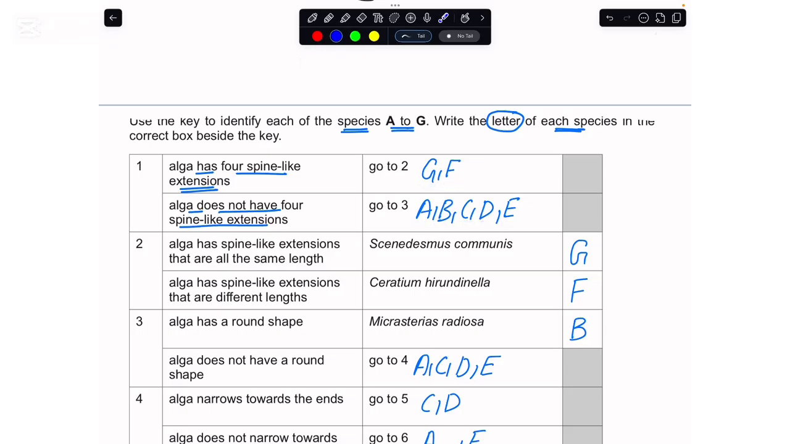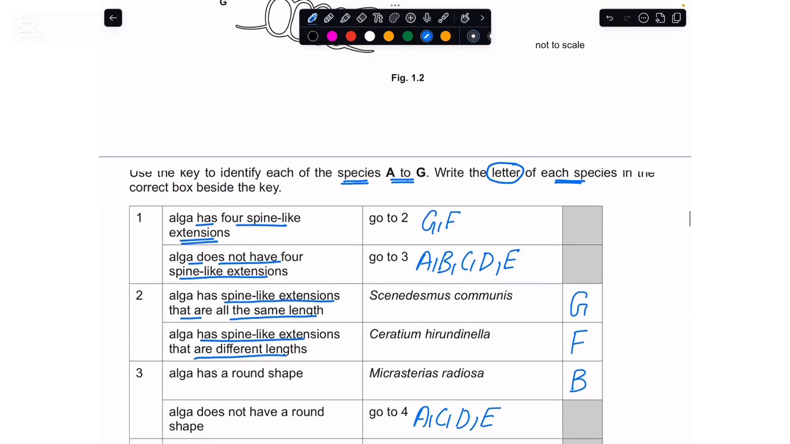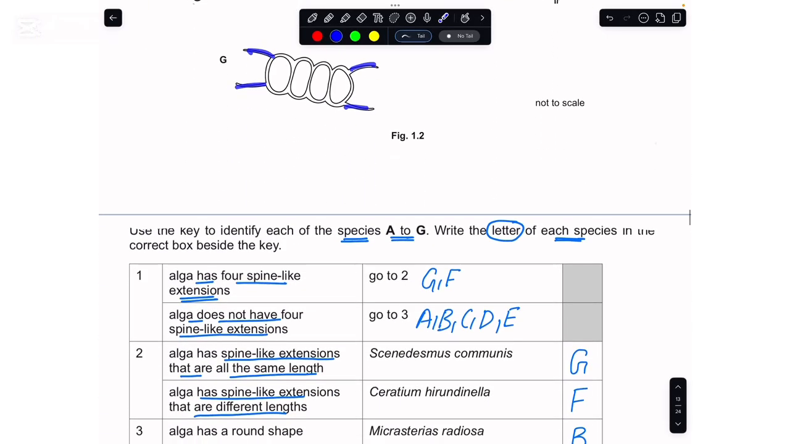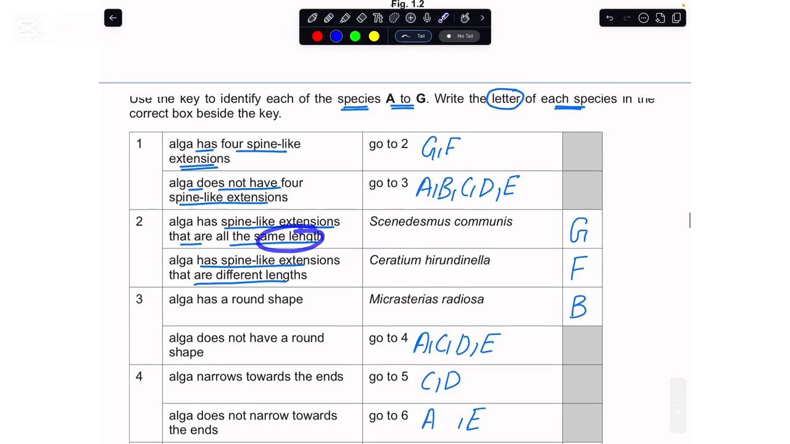So we have to go to section 2 in order to discriminate between G and F. For 2, they say the algae has spine-like extensions that are all the same length, and the algae has spine-like extensions that are different lengths. You see the extensions here are of different sizes, and here they are of the same size. For the same length, we would write the letter G, and for the spines of different lengths, we would write the letter F. So we have cracked G and F.